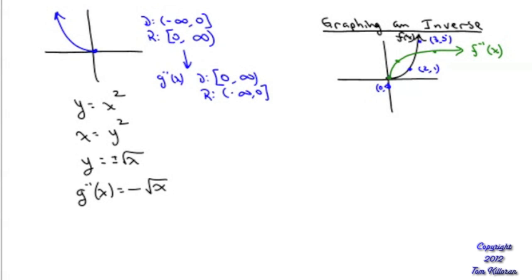Are you ready? The restrictive domain graph I had is the black one, and the answer for it was the square root of x. What's the graph of square root of x look like? It looks like the green one. So they're inverse functions of each other.